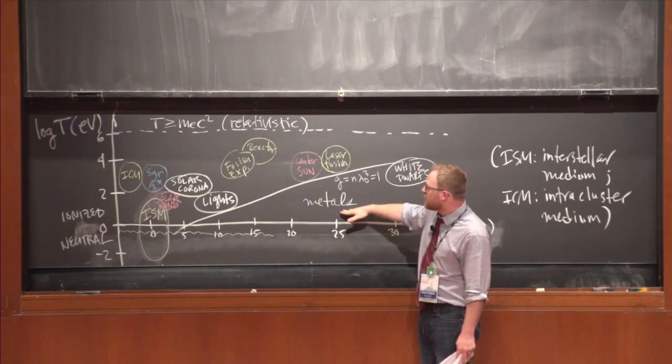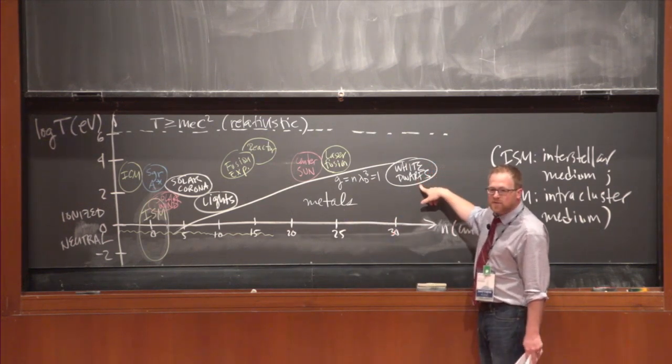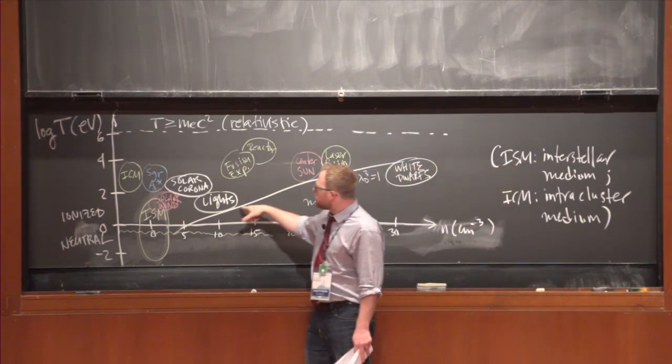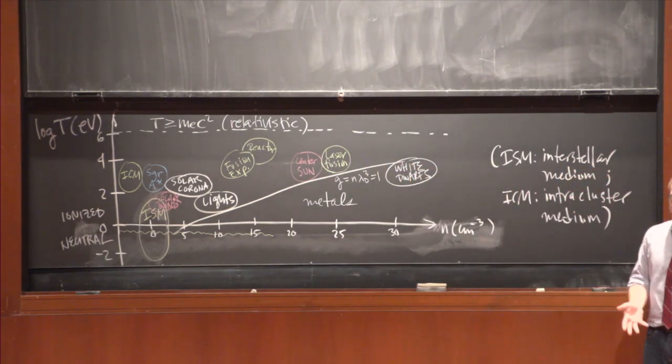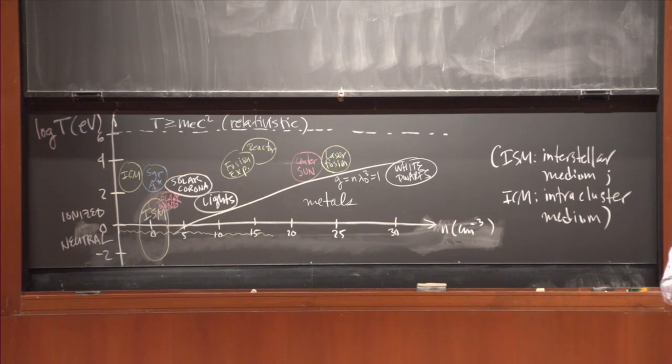And down here are metals. Here's some white dwarfs. And this line is pretty much the only solid definition of what constitutes a plasma. You might look up in a textbook what a plasma is. It'll say a sufficiently ionized gas, defined sufficiently.